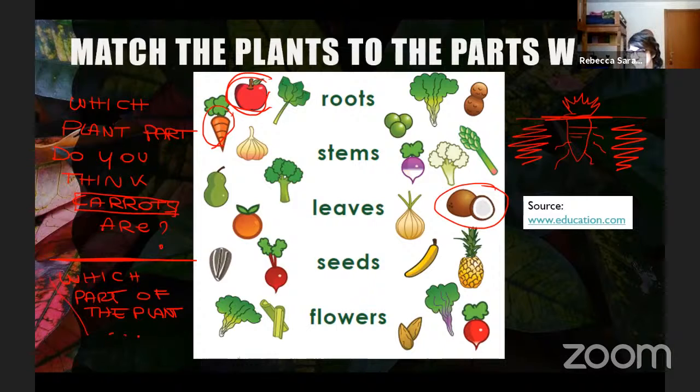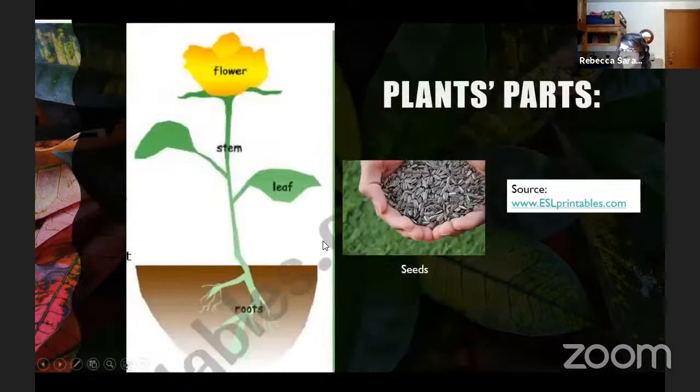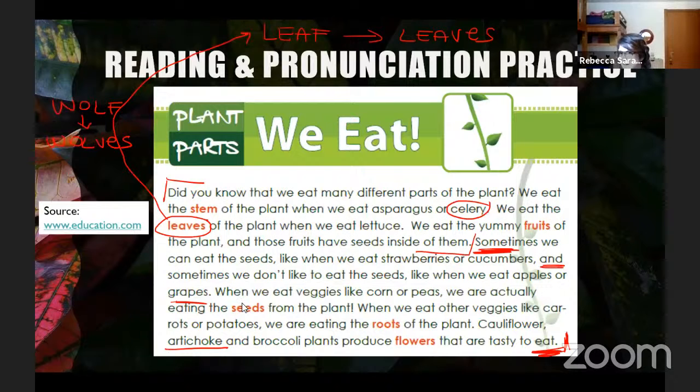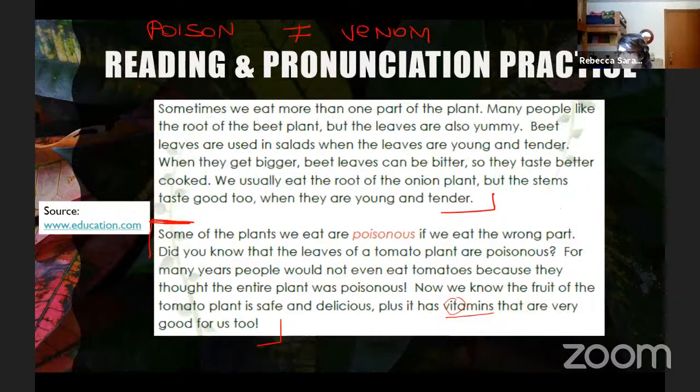So I think personally it would be flowers, or seed, I'm not sure, because technically a seed turns into the whole plant, and then turns into flowers, and then flowers turn into fruit. So I'm not sure. Let's see here if it says anything. The fruits have seeds inside them. Yeah, okay. Oh, when we eat veggies like corn or peas, no, okay, that's something else. So I'm actually not sure about this. Why is there no fruit?